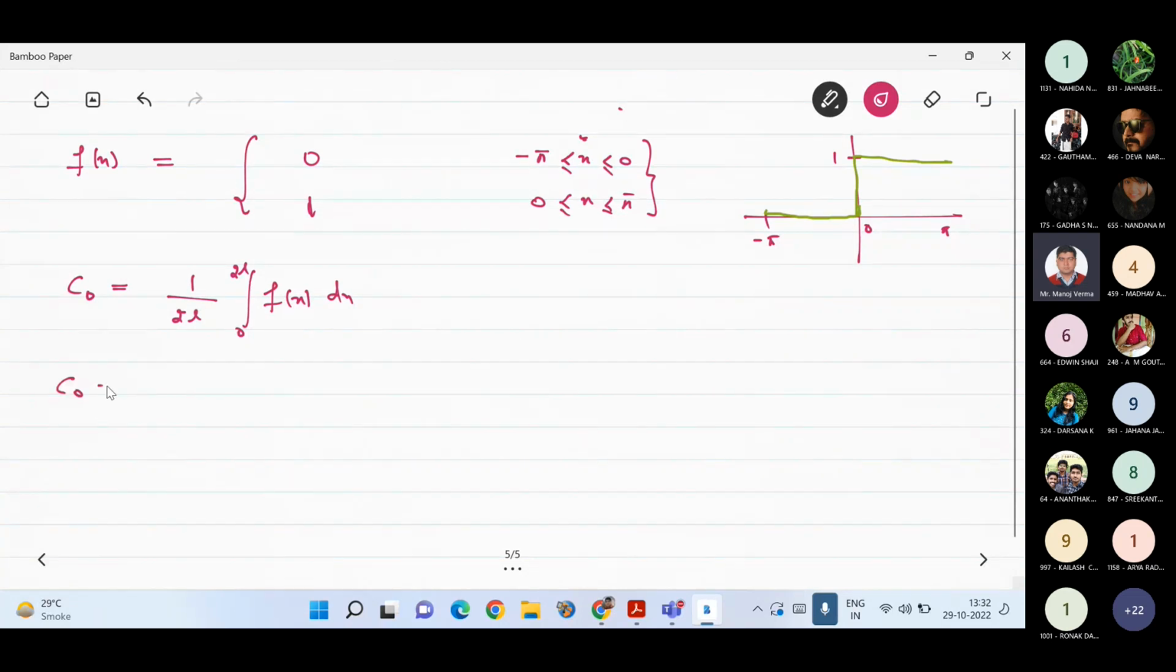So the value of C naught will become 1 over 2 pi, in the limits minus pi to pi, f(x) dx. For the first sub-interval, it will become 0. I am directly writing for the second sub-interval, that is 0 to pi. The function value is 1. So it will become pi divided by 2 pi, so it will become half. The value of C naught is half.